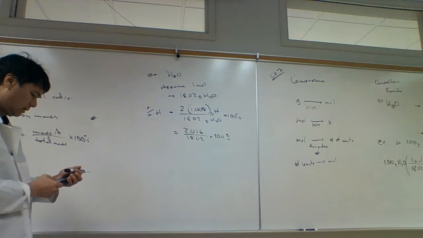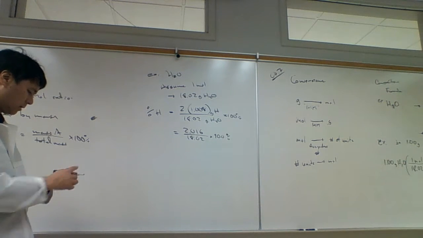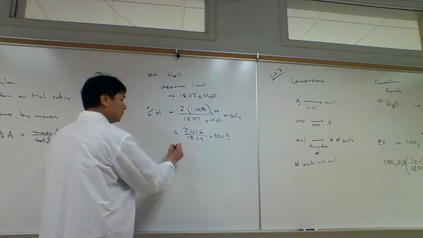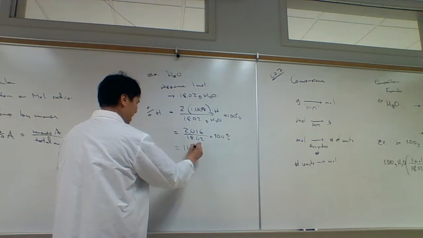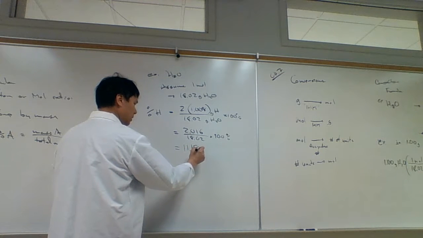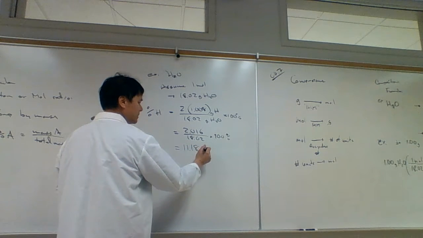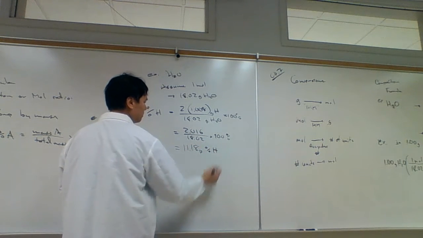my calc. 18.02. 11.18. 11.18, we're allowed 4 sig figs, so I'm going to carry 1 extra. 11.187% hydrogen.